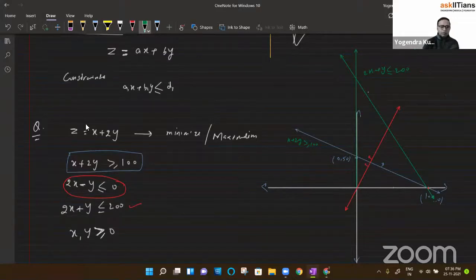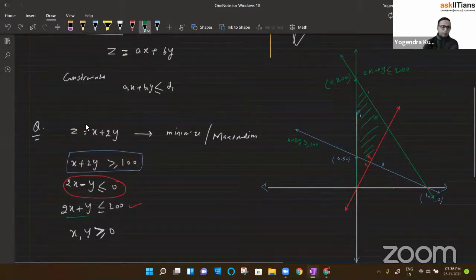Now, if I put here 0, 0, it is less than 200. So that's why this side. So as of now, by all these three, we are getting this region. This is our feasible region, if you see. Now this point is what? Correct? Is everyone getting the same or something different?